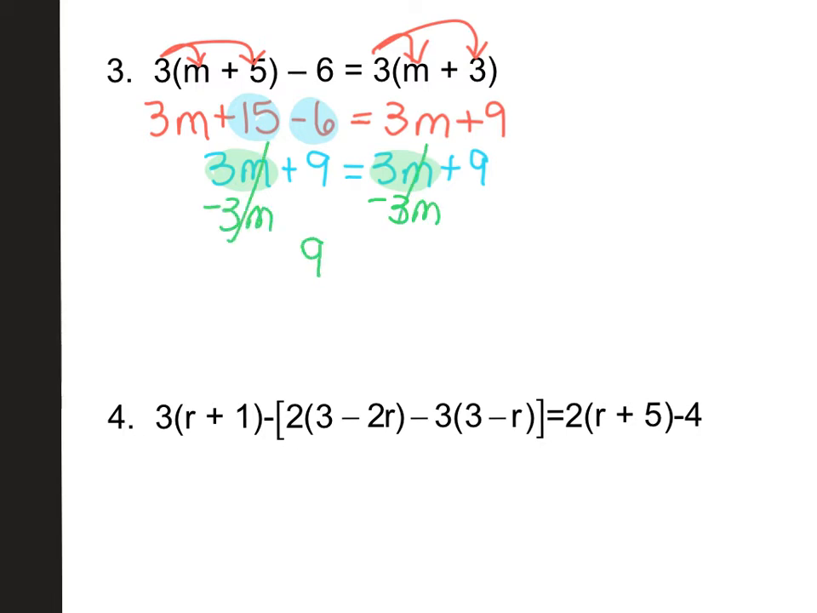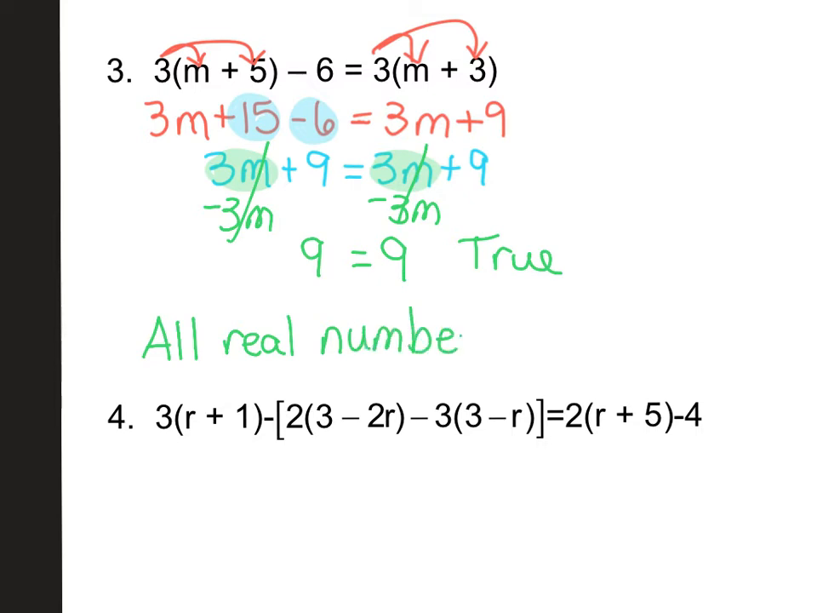But in this case, we are left with 9 equals 9. Well, 9 equals 9 is a true statement. So we call this one something different. We call this one all real numbers. And what that means is I can plug in any number that I want into this problem, and it will always make both sides of the equation true. Okay? So that's what you would show me for your answer.